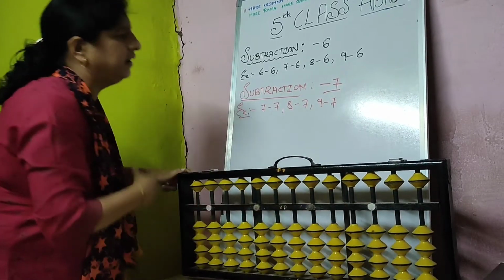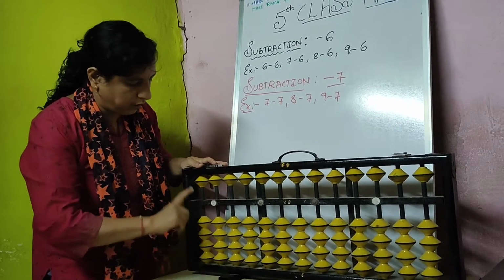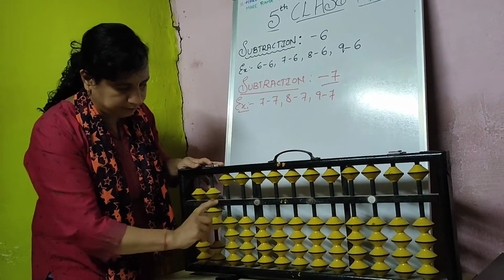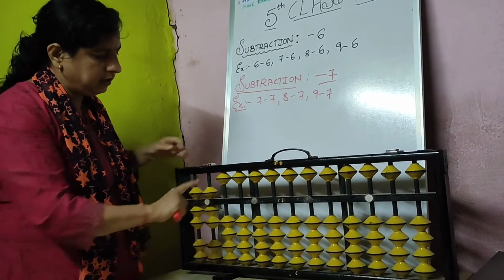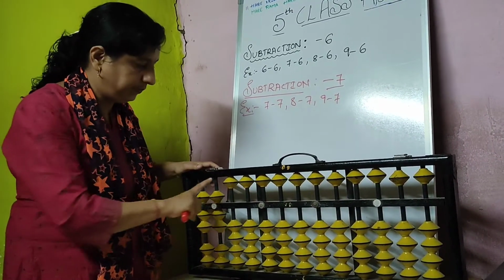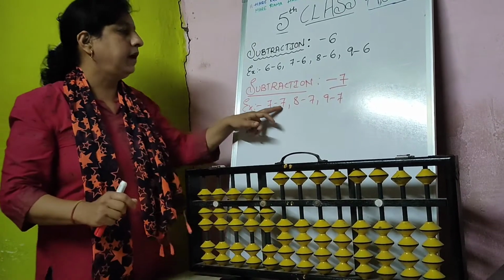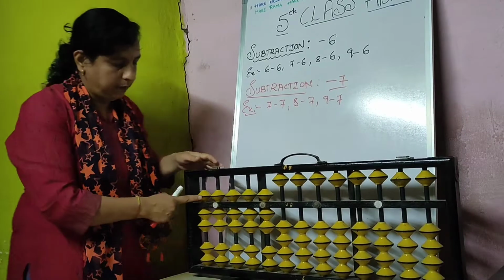First clean the abacus. It is also so simple. So 7 minus 7. 7 means 1 upper bead, 2 lower beads. First, catch the pencil. Don't forget to hold the pencil always when you are doing in your small abacus. 7, 7, 7. Then minus 7. Minus 7 how to do? 1 upper bead, 2 lower beads.